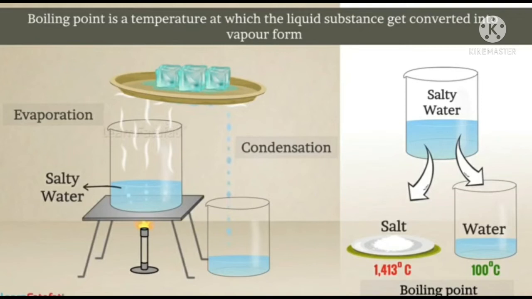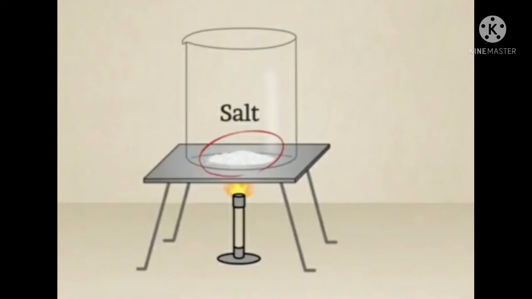Boiling point is the temperature at which a liquid substance gets converted into its vapor form, and this is how the salt is separated. The water that is converted into vapor and further into liquid is collected in another beaker. The salt is left behind.